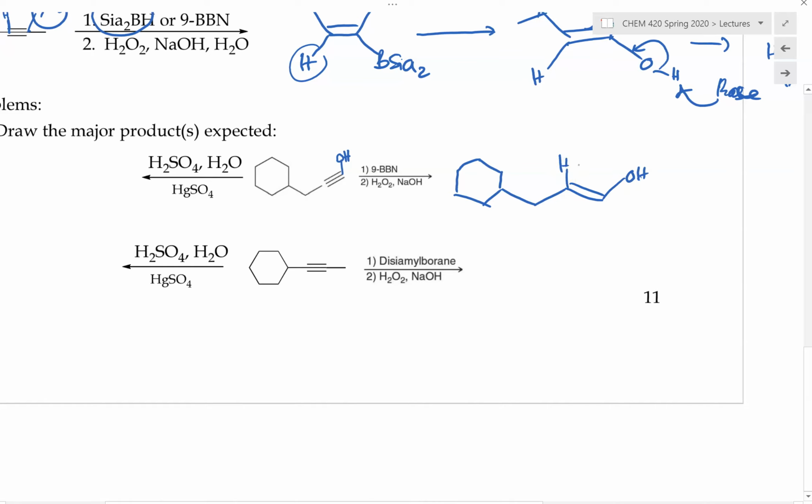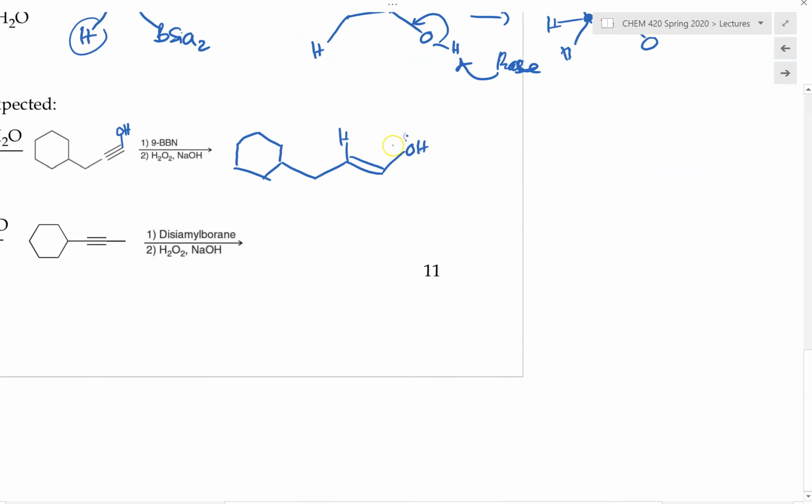Initially, that's what we have right there, followed by the tautomerization step, and we would now have this product right here. So this is the aldehyde.